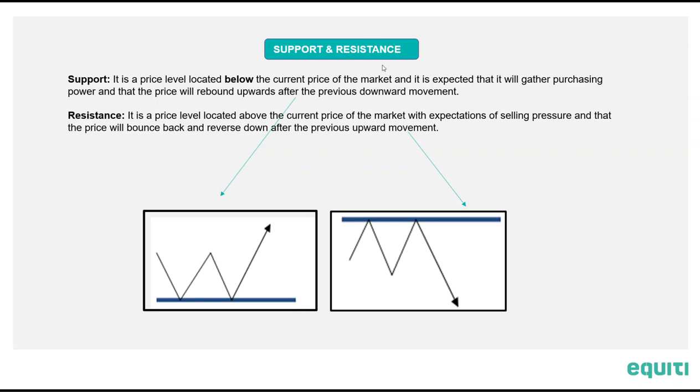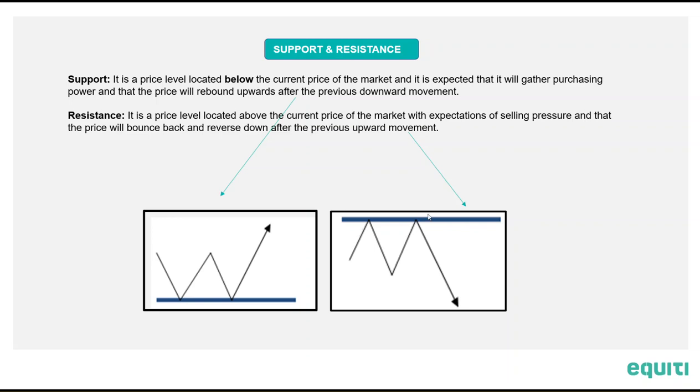So support and resistance. Support is the price level located below the current price of the market, and it is expected that it will gather purchasing power and that the price will rebound upwards after the previous downward movement. So let's say that the prices are going in the up direction. We will take this blue line here as a key support because it has been touched by a lot of candles earlier on. And the resistance is basically the opposite.